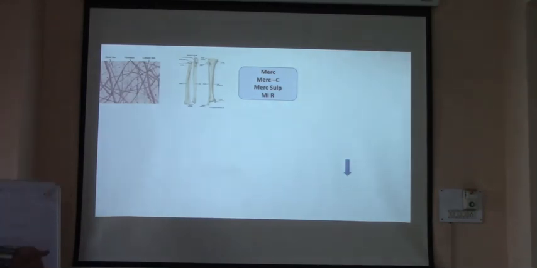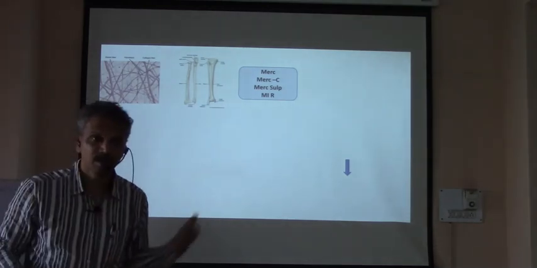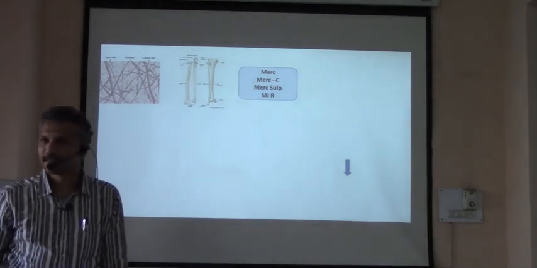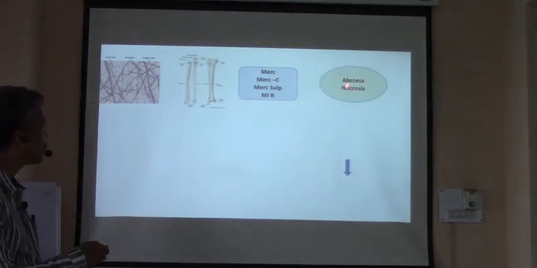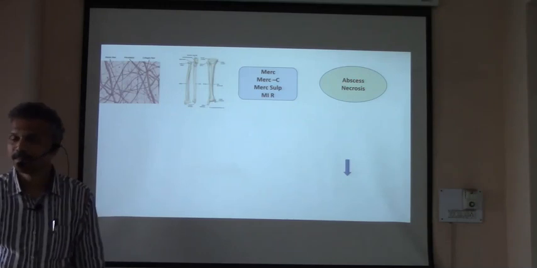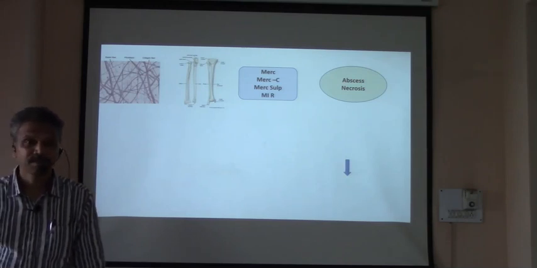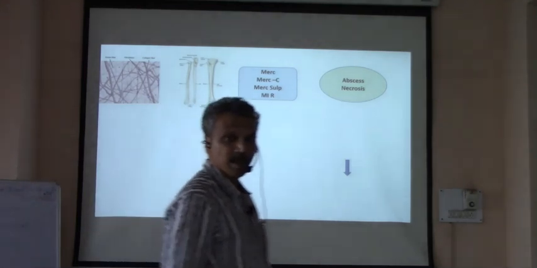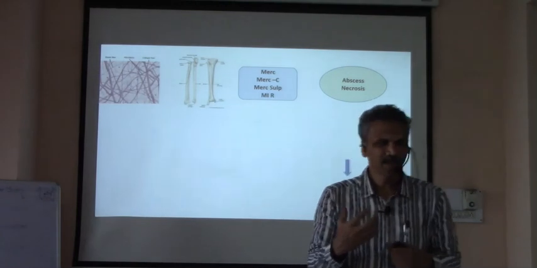Now what do you think the Merc group is capable of doing when you talk of bones? It can cause caries, necrosis, and abscess. Abscess, caries, necrosis, osteomyelitis, a very important remedy. Anyway, we'll discuss in detail a little later. I showed something, I hope you have not seen. So after bones, where else do you think the Merc group can act?